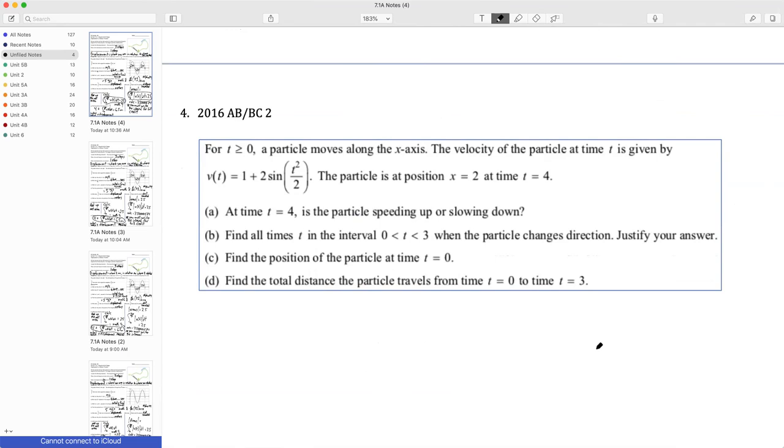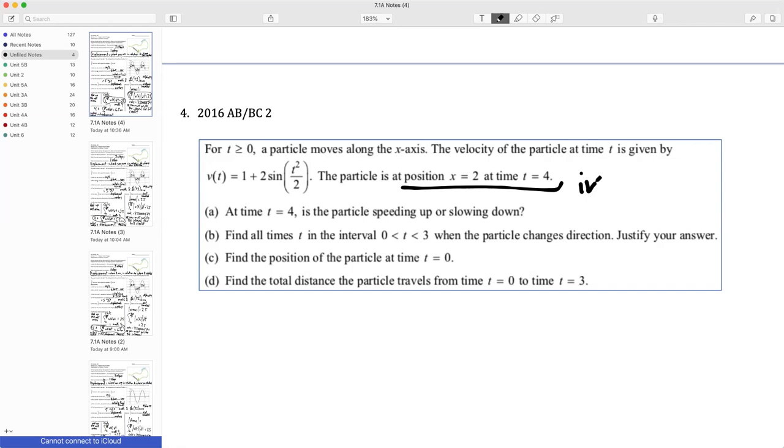For t greater than or equal to 0, a particle moves along the x-axis. The velocity of the particle at time t is given by v of t equals 1 plus 2 sine of t squared over 2, and the particle is at position x equals 2 at time t equals 4. As I read this, I make a mental note that since they give me an initial value, at some point they're going to ask me about a position. But after I read it, the very first thing I do is what?